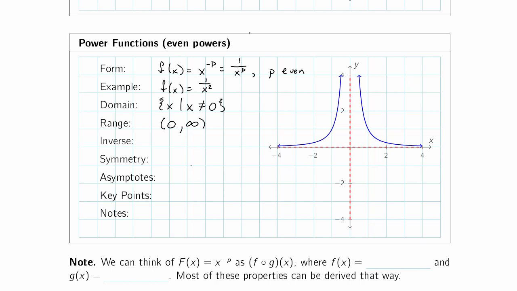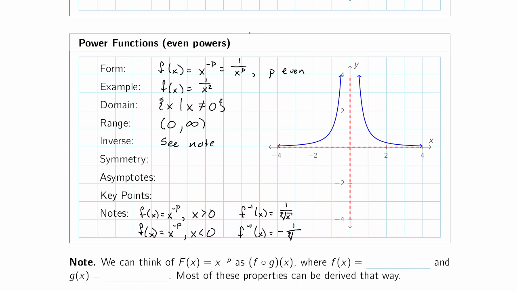Like the positive even powers, in order to get an inverse here, we need to split the domain. If we restrict the domain to positive numbers, then the inverse is 1 over the pth root. And if we restrict the domain to negative numbers, then the inverse is the opposite of 1 over the pth root. Once again, with this even power, we see an even function. And like the odd negative powers, we have a horizontal asymptote at y equals 0 and a vertical asymptote at x equals 0.